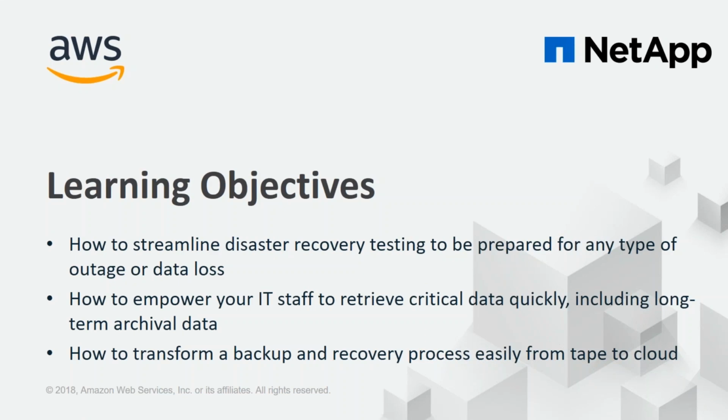So let's talk about learning objectives. We want to learn how to streamline disaster recovery testing to be prepared for any type of outage or data loss. And in my experience, there's always opportunities to streamline those disaster recovery tests. So we'll talk about strategies for doing that. We want to learn how to empower your IT staff to retrieve critical data quickly, including long-term archival data. So quick access to archival data has been a pretty big challenge in my career, and we'll talk about options for doing that as well. Then finally, we want to learn how to transform a backup and recovery process easily from tape to cloud, so with an emphasis on that ease of migration.